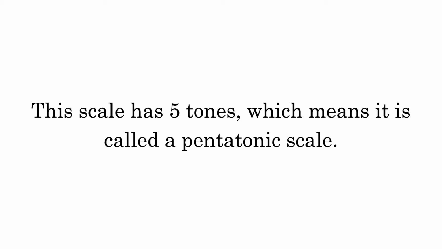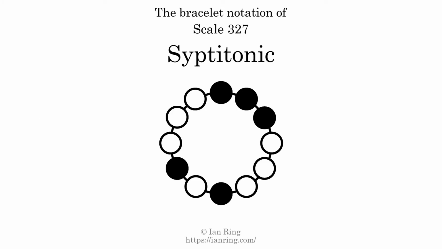This scale has 5 tones, which means it is called a pentatonic scale. This is a bracelet notation diagram of scale 327. The shaded circles represent tones that appear in the scale, and they are read clockwise, starting at the top.